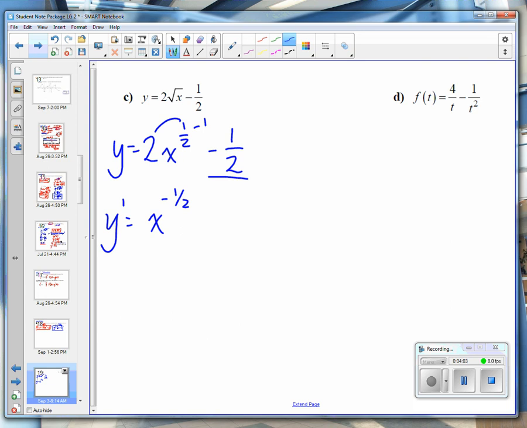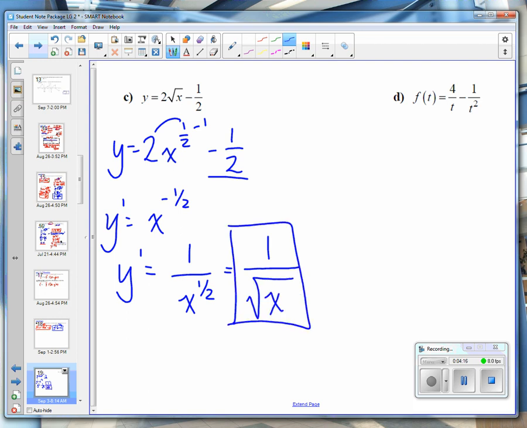Now, x to the power of negative a half, remember we were talking about how we can also make that into a positive by putting it in our denominator, and then we can also turn it into a radical again. So the final answer there would be 1 over root x. Let's take a look at the next one.